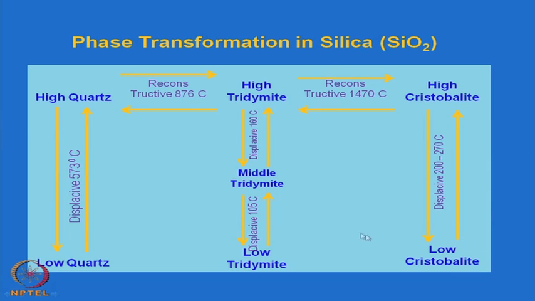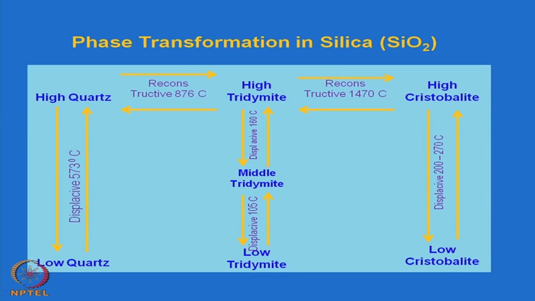These transformations do not take place unless you heat it to high temperature and then cool it back. For example, if you heat it to a very high temperature cristobalite, sometimes depending on the rate of cooling, either it goes to the low cristobalite phase or it can go to the low tridymite phase. There are some glass formations also, as you know. Silica is one oxide which easily forms glass.